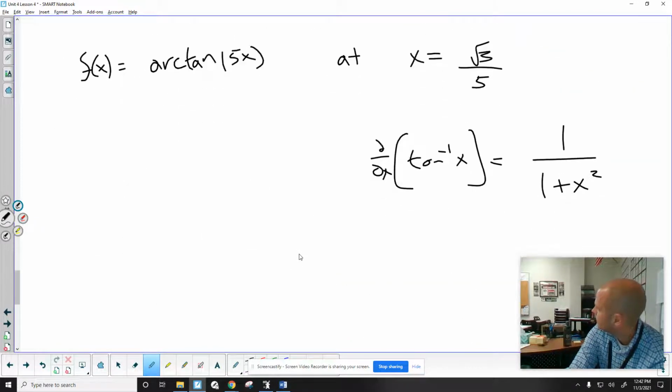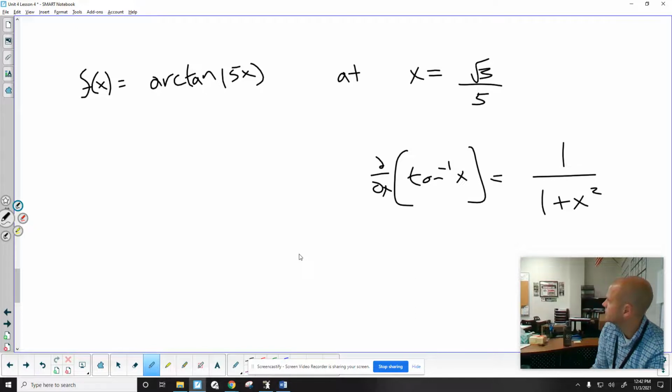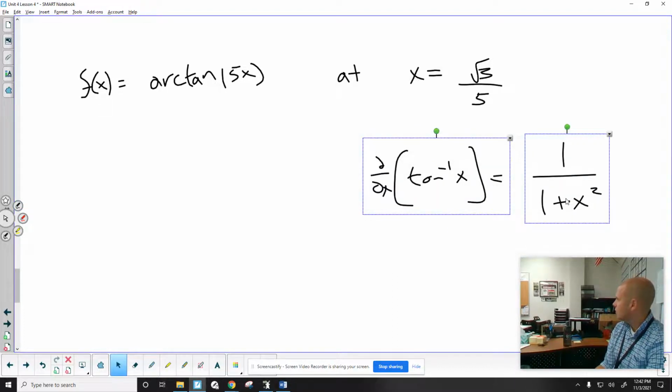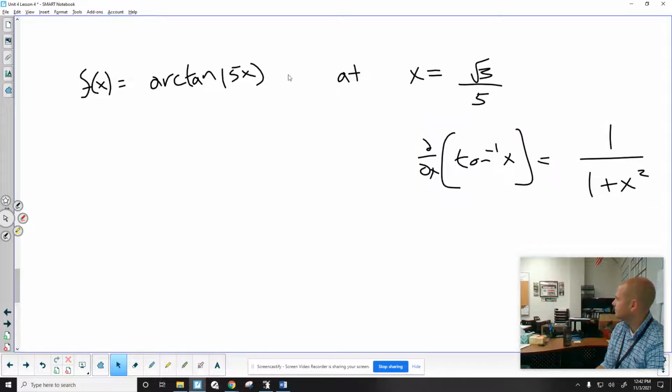Let's do another one. Derivative of arctan 5x at root 3 over 5. There's the derivative of arctangent x: 1 over 1 plus x squared.